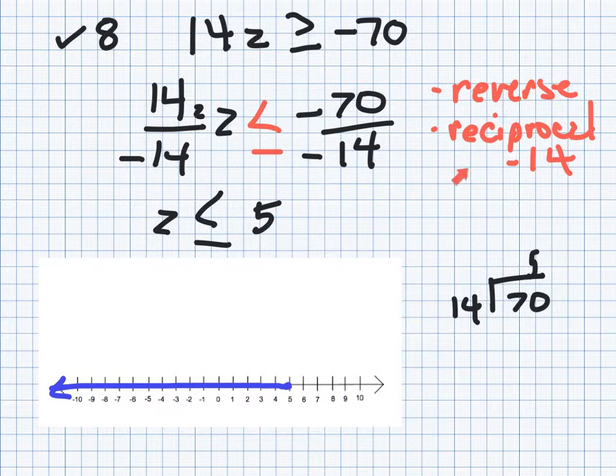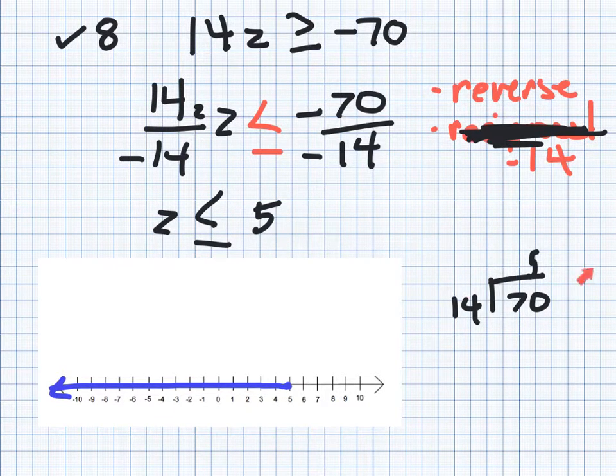There is no reciprocal here. I mean, we're not going to use that term right now. We're going to divide by 14. So 14z is greater than or equal to negative 70. We divide both sides by 14, and that is z is greater than or equal to negative 70 divided by 14, and z is greater than or equal to negative 5.